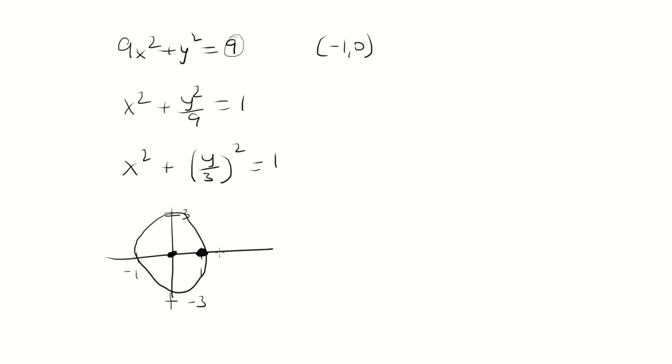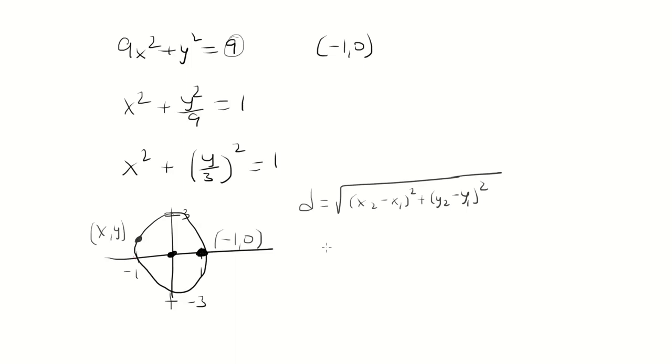The way we do this is we take our point -1, 0, and pick a random point over here, call it x comma y. I don't know where it is exactly, but it's going to be somewhere on here. We want the distance to be as big as possible. So we take the distance formula, which recall is the square root of x2 minus x1 squared plus y2 minus y1 squared. I'm going to call x2 and y2 -1 and 0, and x1, y1 x and y. So we'll have -1 minus x quantity squared plus 0 minus y squared.